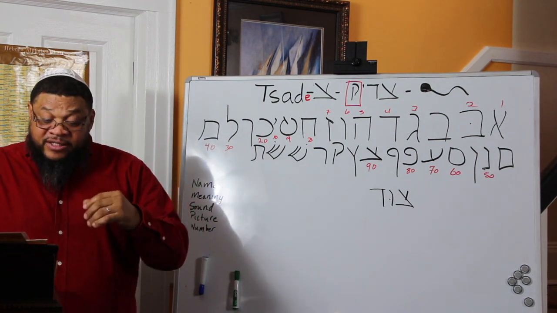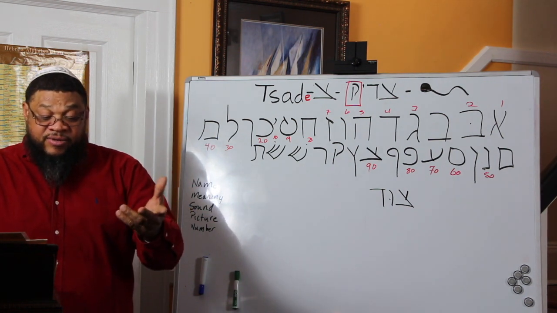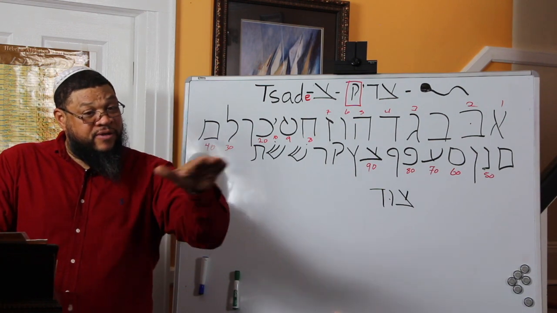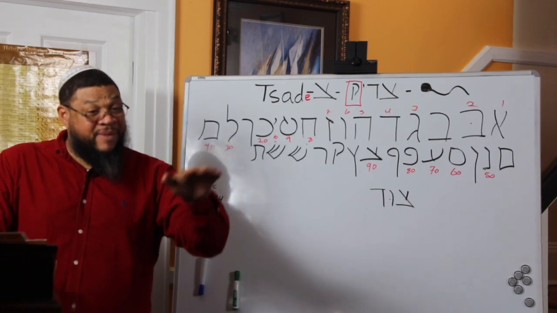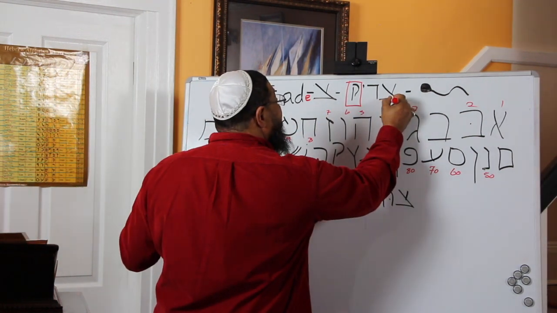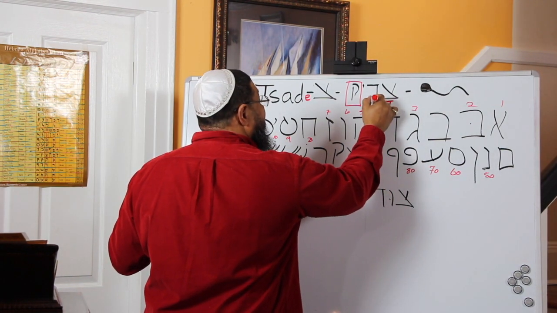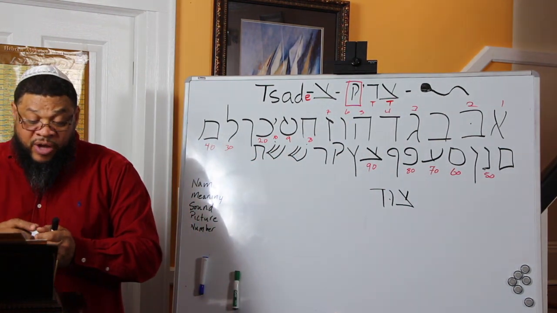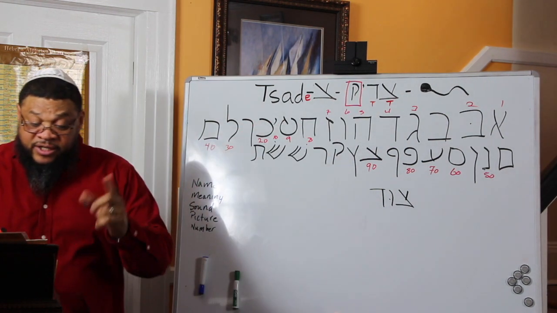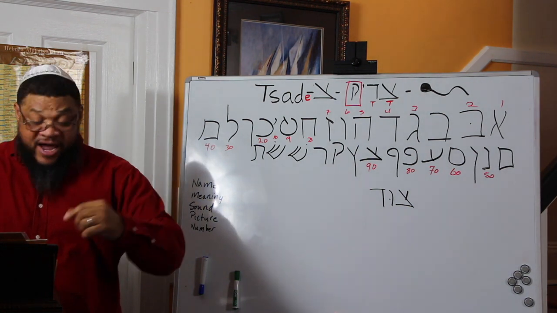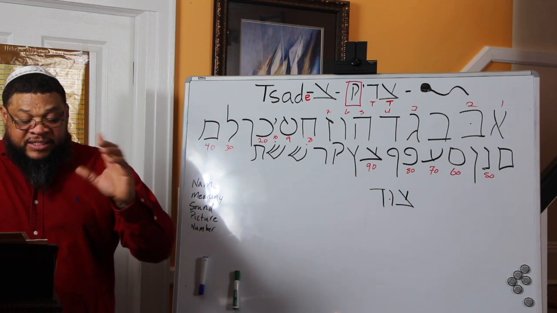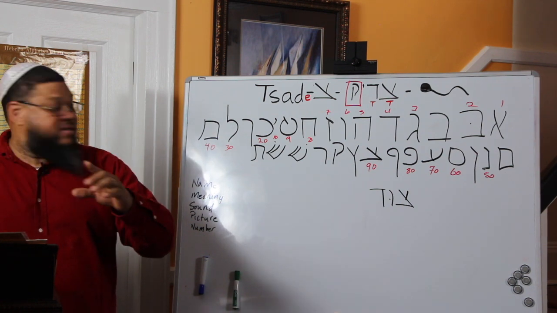You also have Tsade, Tsade, right? We just change the vowel pointing. You have a kamatz under, you just put a kamatz, or patach, sadak. Okay, sadak, and that is without the yod. Sadak is to be justified. Okay? See, just samek.